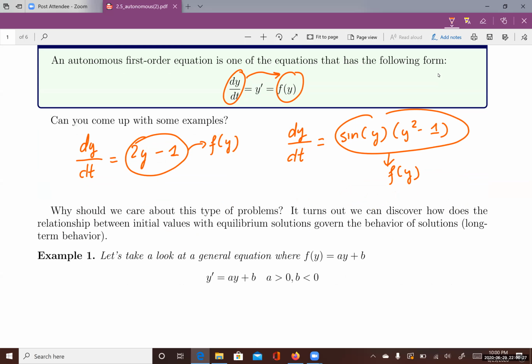And the question is, why should we care about these types of equations? Well, it turns out that we can analyze the solutions of these equations without even solving them. For example, if I don't know how to solve these two equations, because they are autonomous equations, I can try to analyze the ending behavior of their solutions.